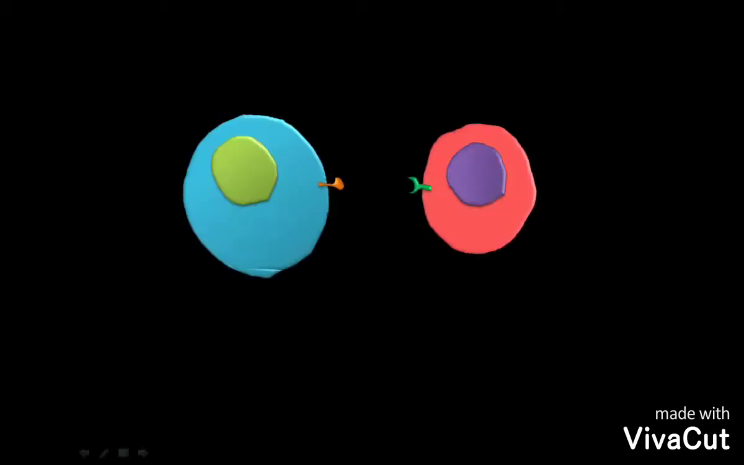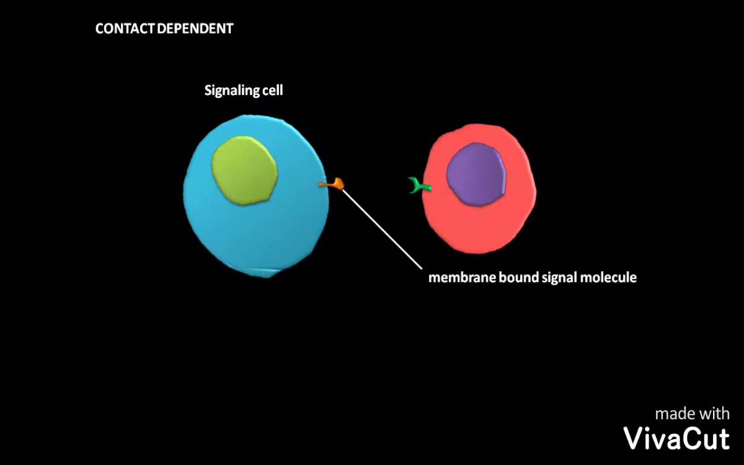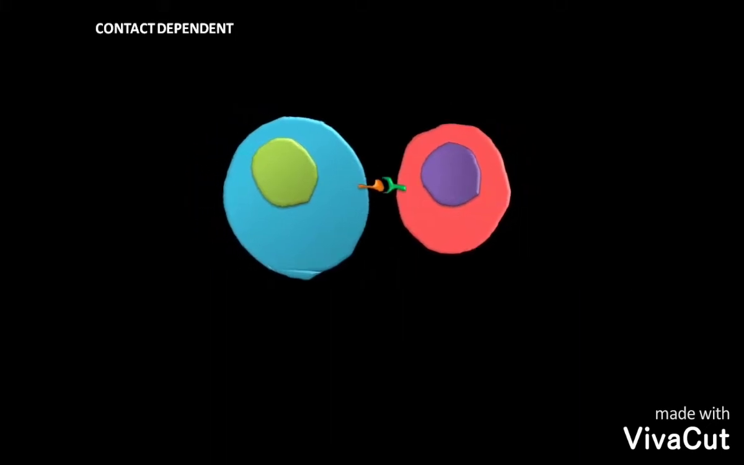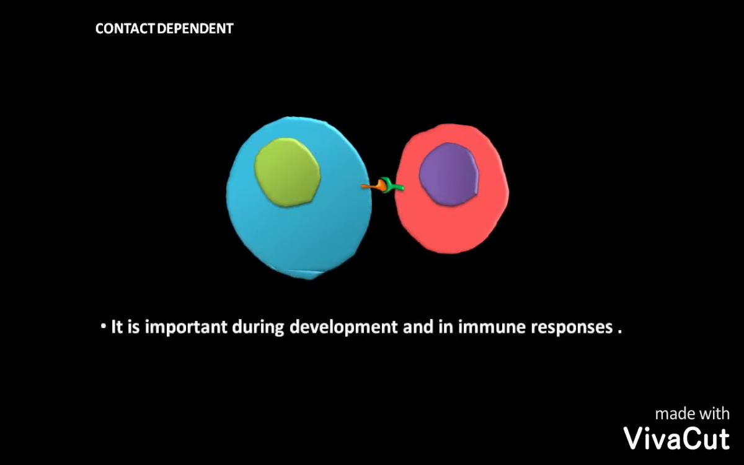The first form of intercellular signaling is contact-dependent signaling. Through this signaling, the cells communicate over short distances. In this case, the signaling cell contains a membrane-bound signal molecule. If this membrane-bound signal molecule comes in contact with the receptor present on the surface of a nearby target cell, then cell signaling occurs. It is important during development and in immune responses.